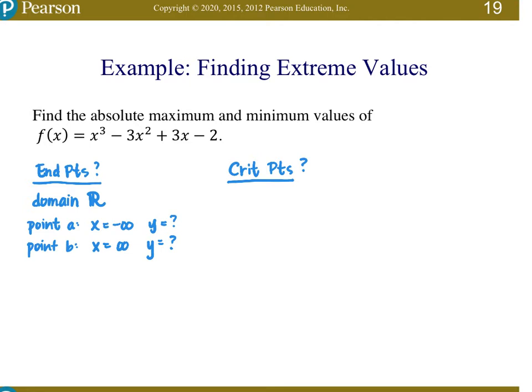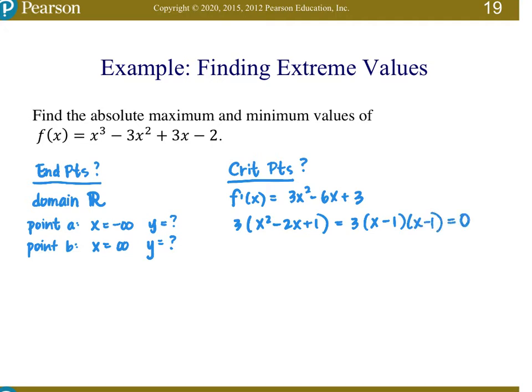Okay, let's move on to the critical points. Critical points have to do with the derivative, so we'll find our derivative: 3x squared minus 6x plus 3. We are going to set this equal to 0 while we factor it. I can take a 3 out because it's 3 in common. That's x squared minus 2x plus 1. I could factor that into x minus 1 and x minus 1, and I'll set that equal to 0. Setting that equal to 0 gives me x equals 1 as my critical point.